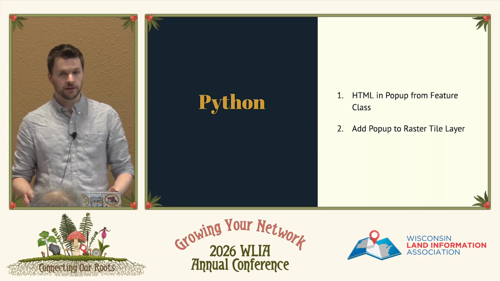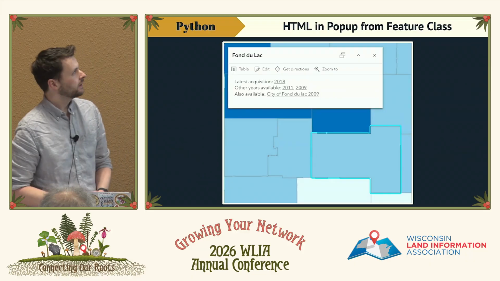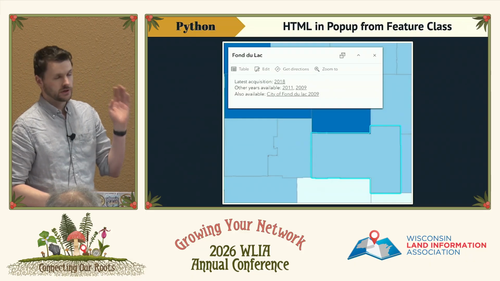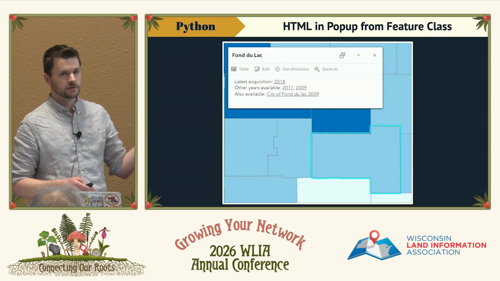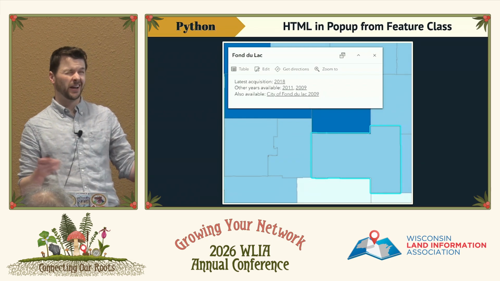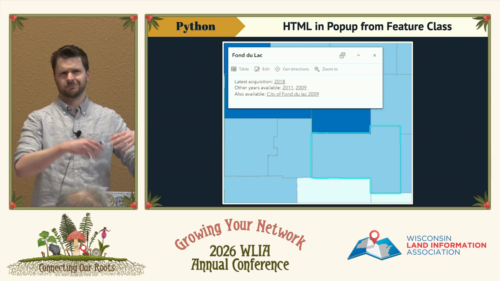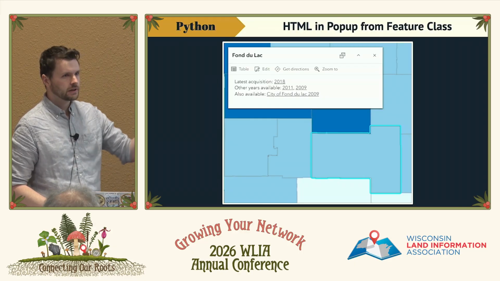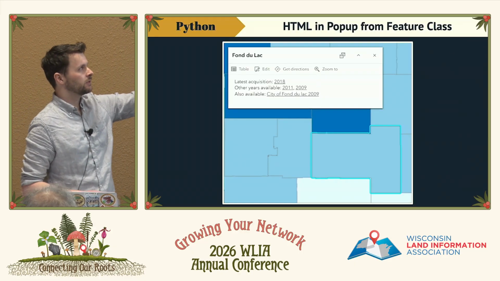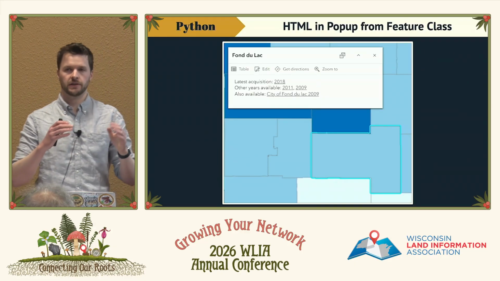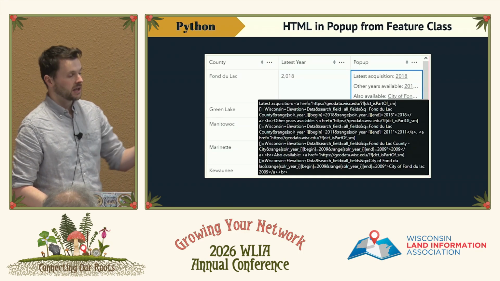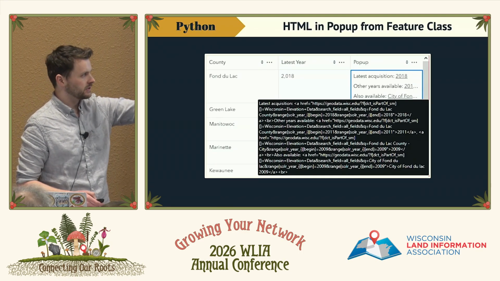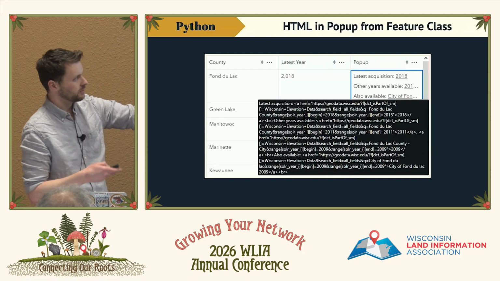Okay, on to Python. Two examples here. This first one is showing HTML from your feature class. This comes from our LiDAR data web app. Basically, click on a county, a pop-up shows up. We have some text with some links, and each link is linking to that LiDAR acquisition. In the table, we just store it as HTML. You can see as I hover over, it looks kind of jumbled, but it's HTML.